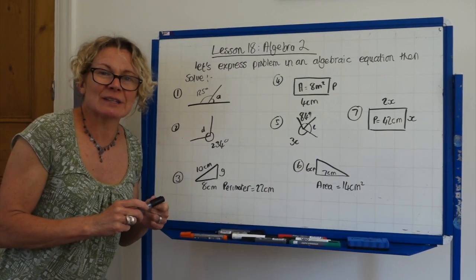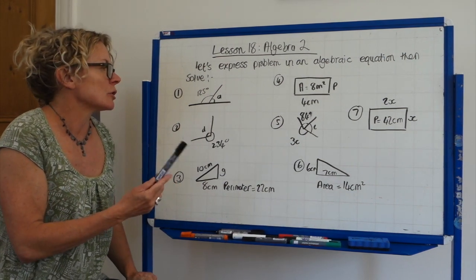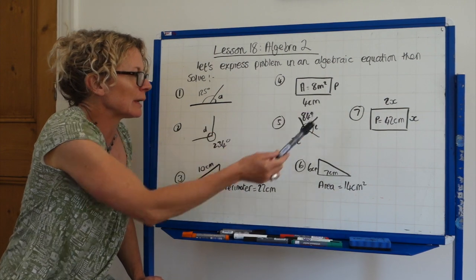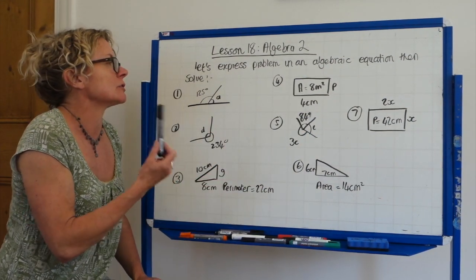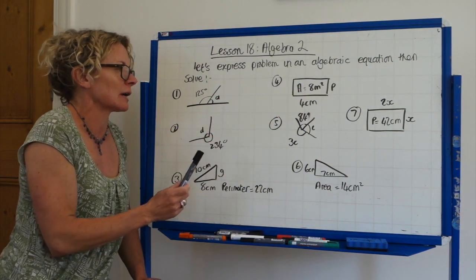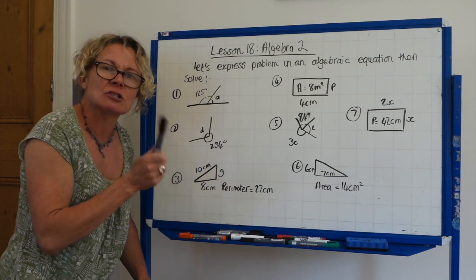So here we are with today's problems, okay? A bunch of 7 problems. You need to get those letters, whether they be A, P, C, on their own and find out what their value is. You do this by expressing the problem in an algebraic equation, okay? You know how to work these out. Write out the equation, solve it.